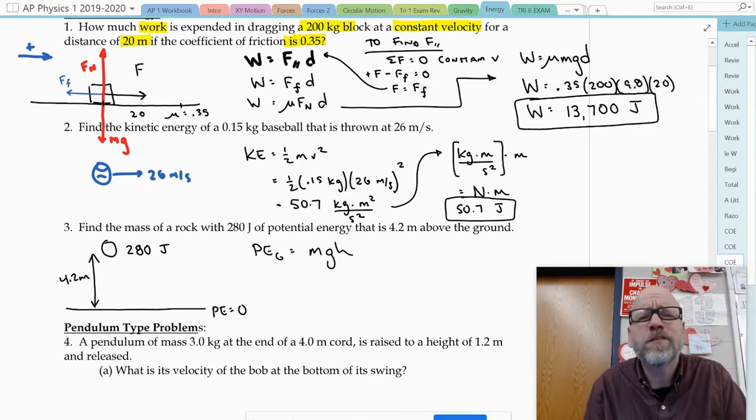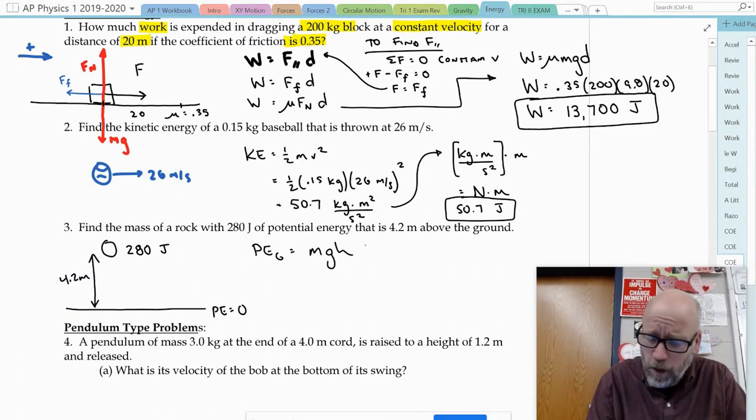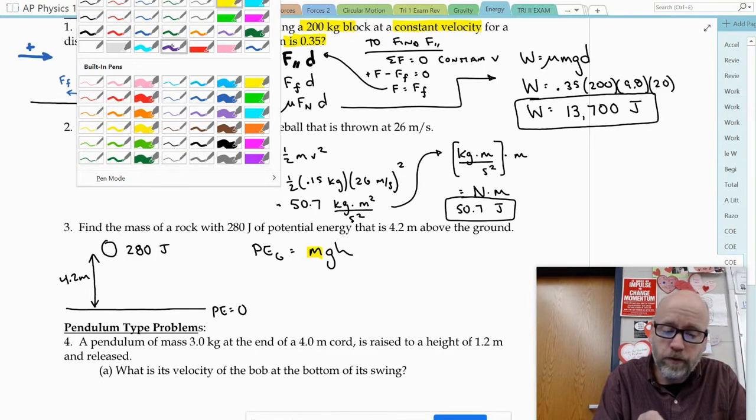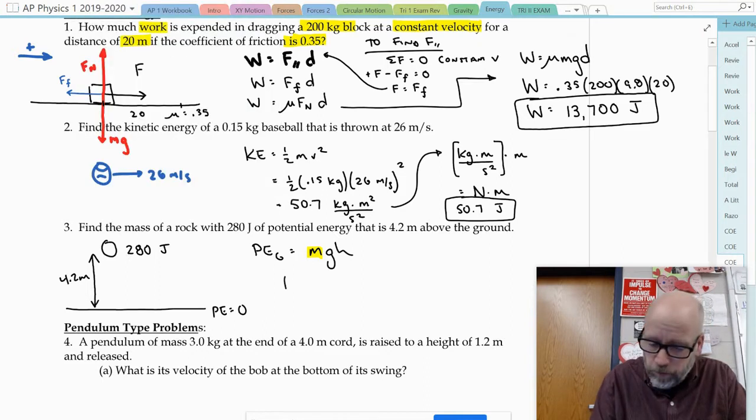Gosh, this is too easy. Too easy for you guys. I apologize. Now, I'm trying to solve for m, so let's get that all alone. I'm going to be quiet while you guys work through this.